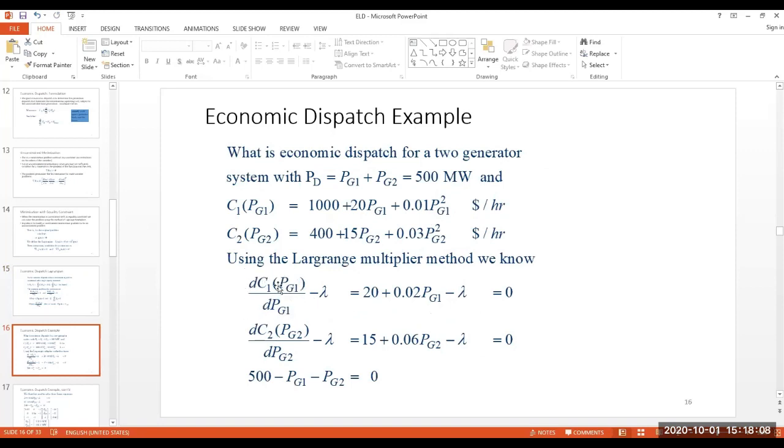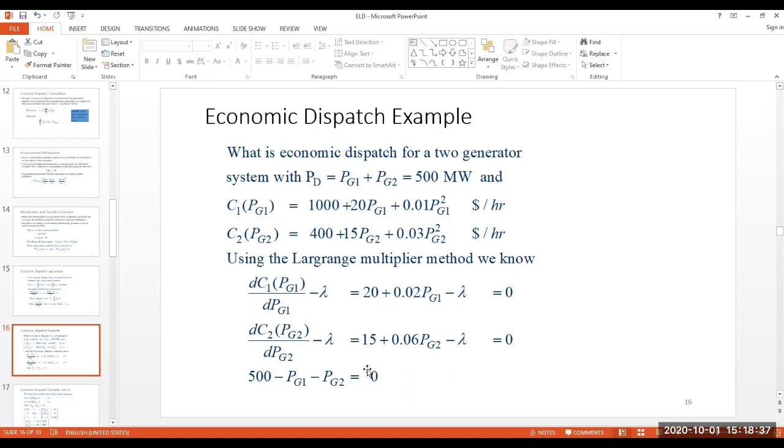Taking the partial derivative, as I said earlier, is simply taking the ordinary differentiation of this cost function with respect to PG1, and because of the minus, there is a minus lambda. That should be equated to 0. So dC1 over dPG1 is nothing but how much? 20 plus the 2 will come down here. So 0.02 PG1 minus lambda equals 0. We take the derivative for the second one. You can easily calculate that. Equate it to 0.